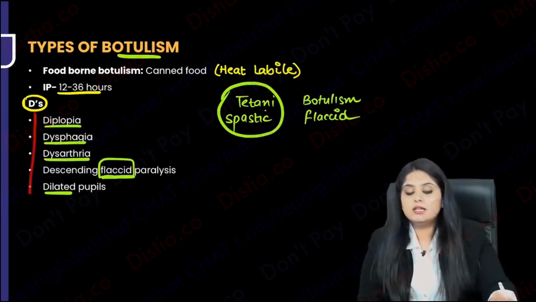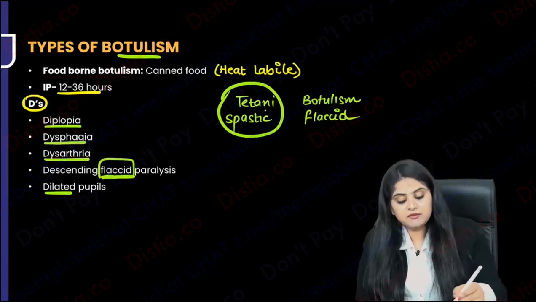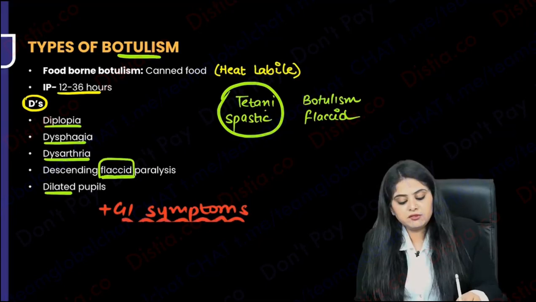And you have diplopia, then you have dysphagia, dysarthria, descending flaccid paralysis and dilated pupil. That is about your foodborne. Matlab along with this, of course, you are gonna have GI symptoms also. Foodborne hai, to GI symptoms to of course honge.